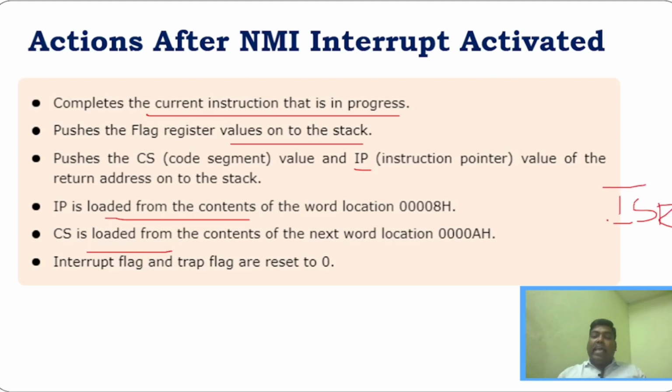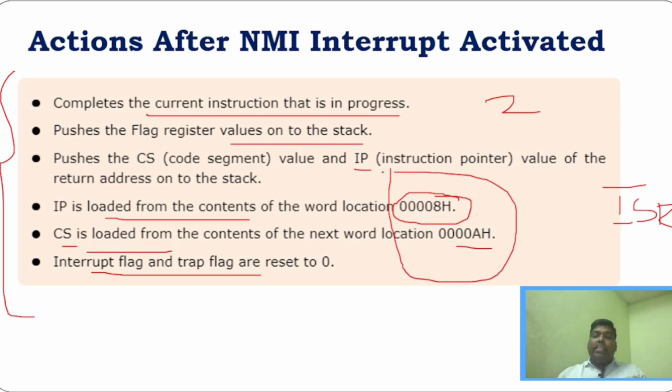You can see the ISR address, that is 008 here. Why? Because NMI is a type 2 interrupt, so it is 008, right? And similarly the CS part will be 000A, right? And then it will also reset the interrupt flag and trap flag. The same steps will be followed. The only difference is that depending upon the interrupt, this memory location will vary, right?